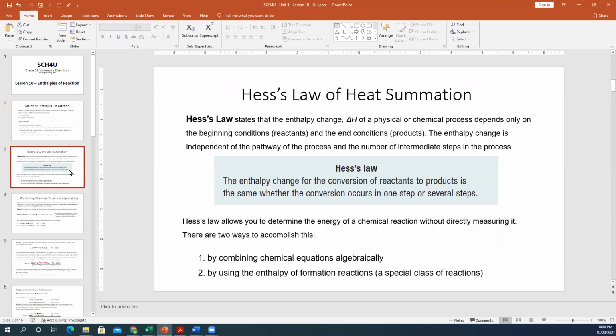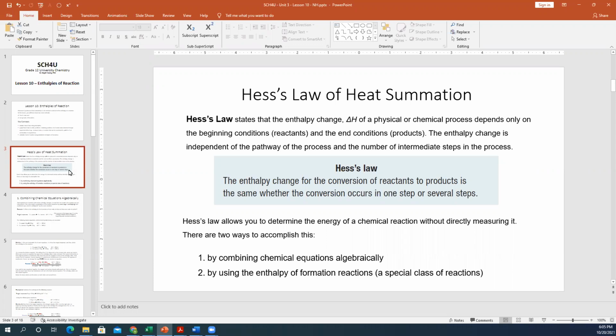So Hess's law states that the enthalpy change, that is the delta H value, of either a physical or a chemical process depends only on the beginning and the end conditions. In other words, it only depends on what you started with, your reactants, and what your product was, where you ended up. The pathway of how this happened, the different processes in between your reactants and your products, doesn't really matter. All that matters is your start and your finish.